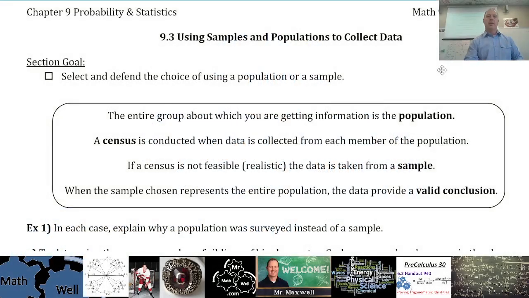9.3. Okay, good. Everybody's here now. All right, 9.3 is entitled, can you maybe cut some lights there? Yeah, it's just like that's good.